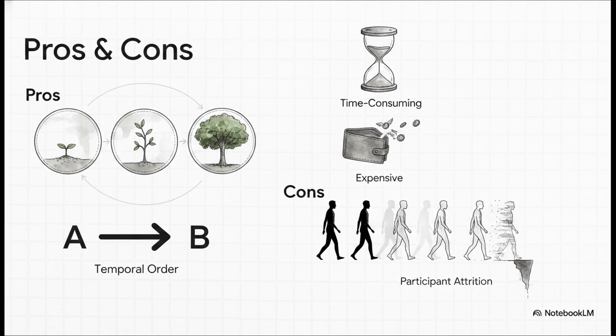But there is a massive catch. The disadvantages are severe. It is incredibly time-consuming, sometimes taking years or even decades of your career. It is wildly expensive to keep a study running for that long. And the single biggest threat of all is participant attrition. Life happens, right? People move away, they change their email addresses, they get too busy, or they honestly just get tired of answering your surveys. If half your panel disappears by year 5, all that expensive data you collected completely loses its validity.